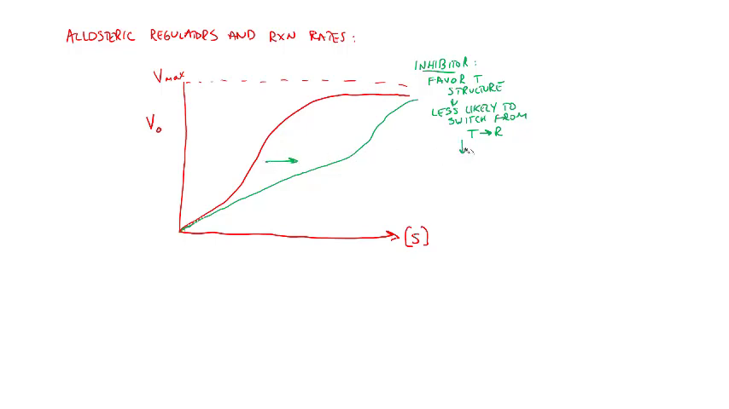So an inhibitor is going to shift the V0 curve to the right. Why? Because that follows the Michaelis-Menten curve for the T state. In extreme cases, if you have an inhibitor that truly locks the enzyme in the T structure, then what you would end up with is a Michaelis-Menten curve that corresponds to the T state.